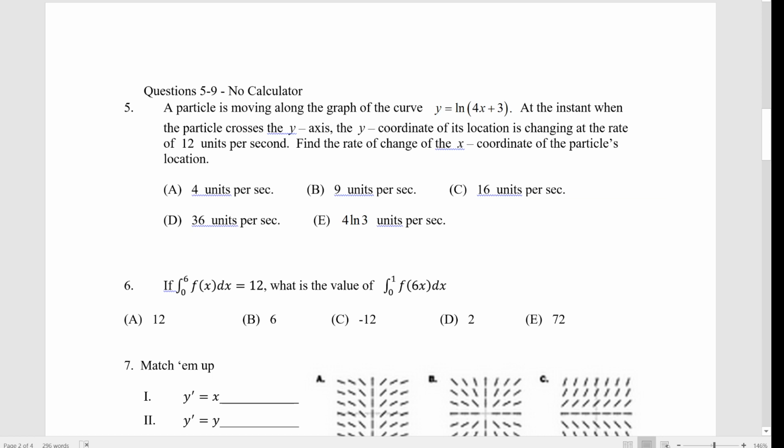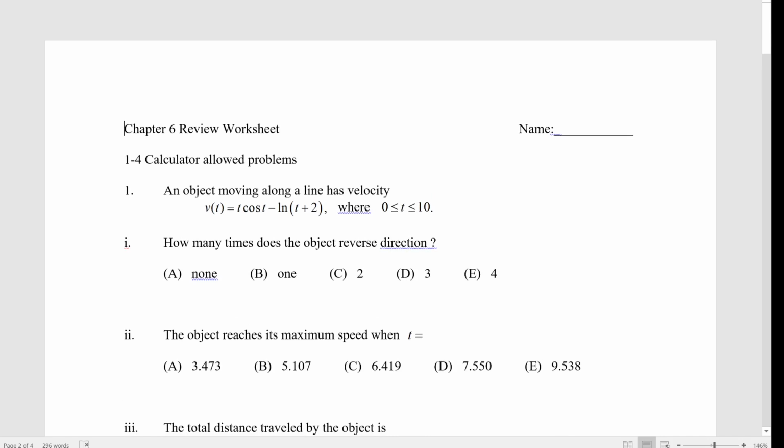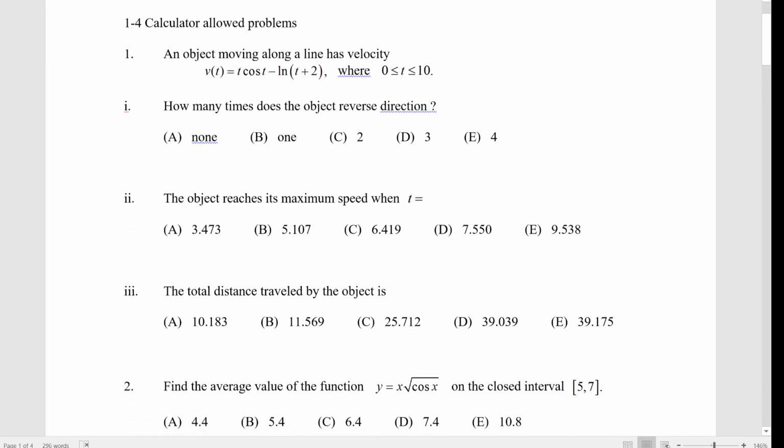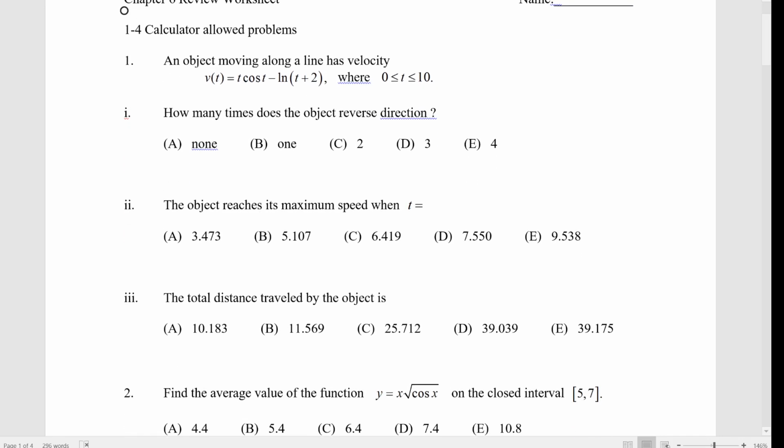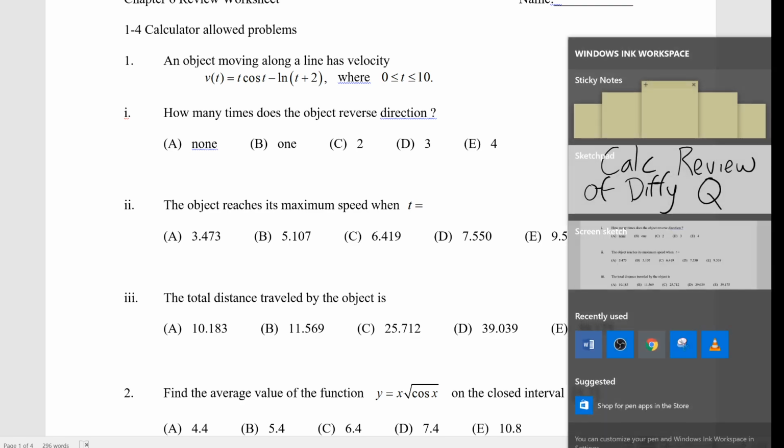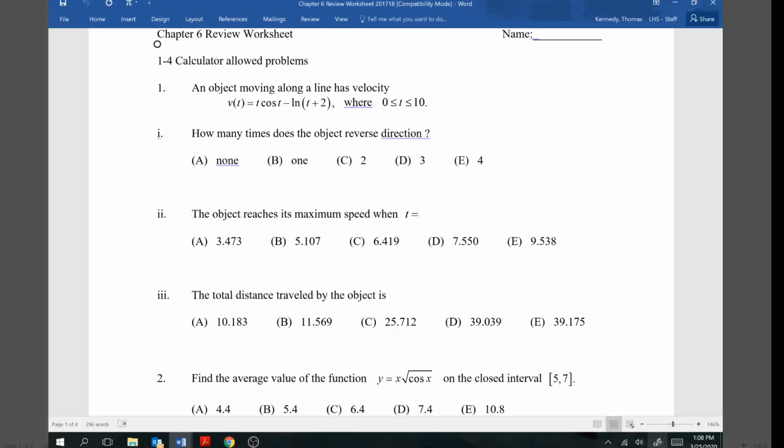All right. Where am I going next? 9 or 1? Let's do 1. Oh, 1's a triple parter, and something I'm going to need a calculator for. Is this entire question something you want to do on a calculator? It appears it is. How can I do this really nicely here? Probably x cosine x minus natural log of x plus 2.